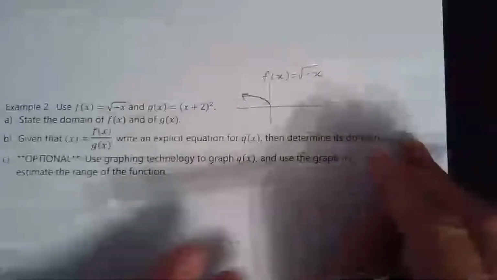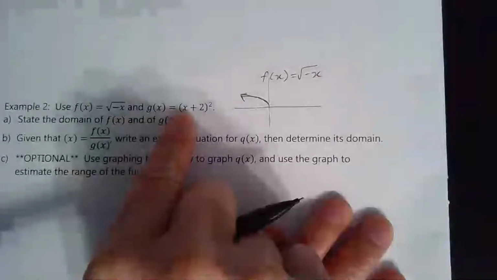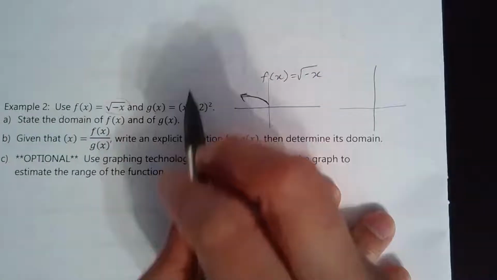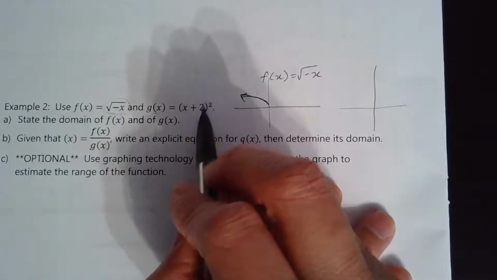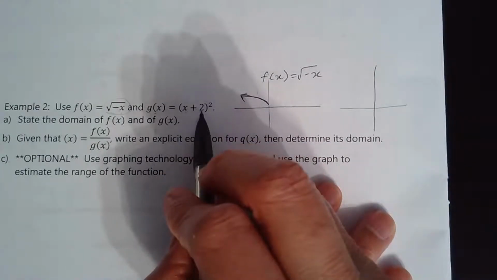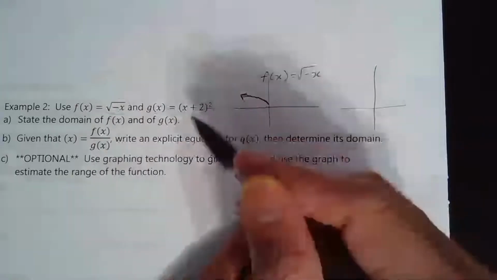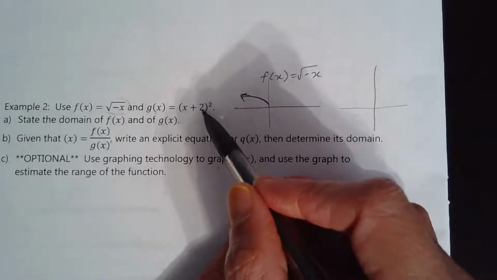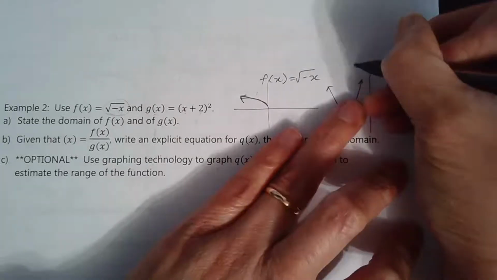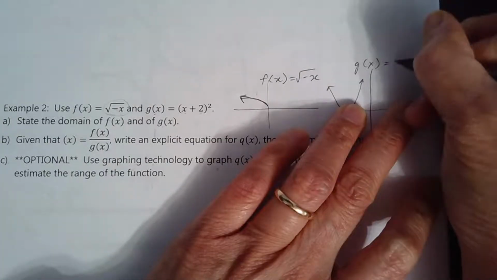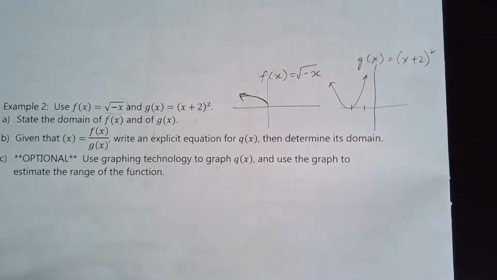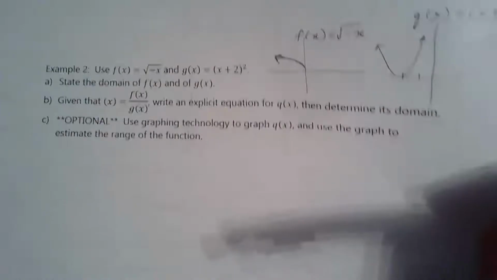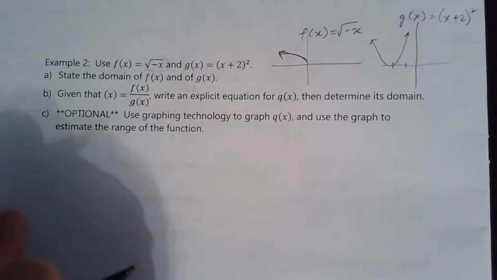And g of x is a quadratic function, x plus 2 squared. So again, it looks like an x squared function, but if we talk about this in terms of transformation from our last topic, this is a quadratic function, a parabola, g of x equals x plus 2 squared. So now what we're going to do is letter A. I think I should be able to do that in here.